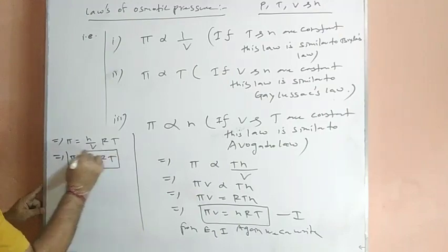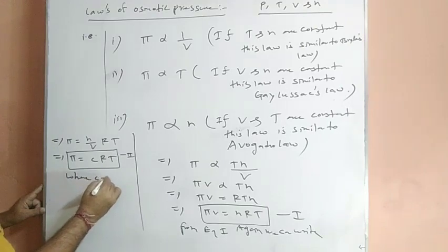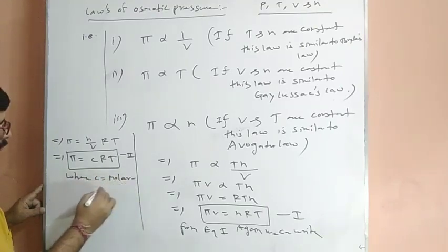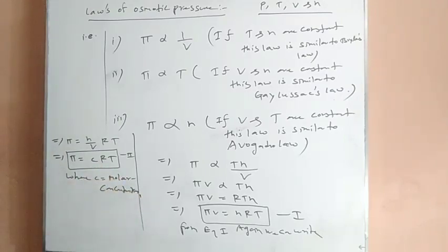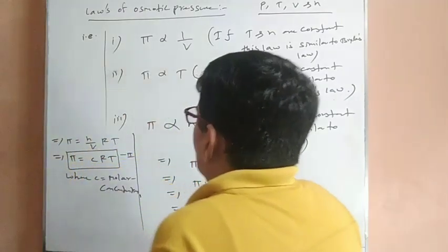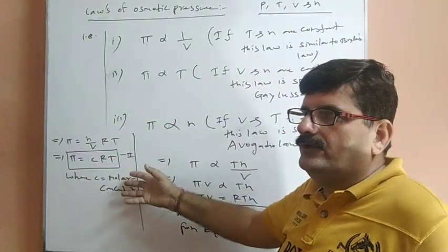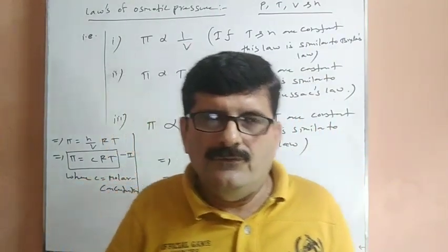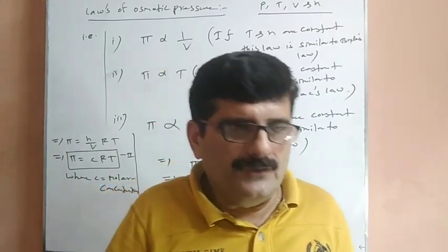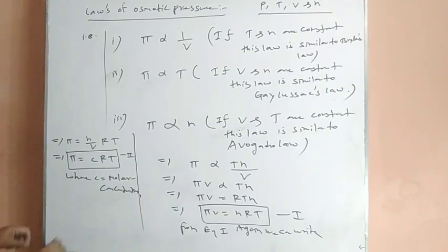This is our equation second, where C is equal to molar concentration. So if C, T are given, R is constant, known as what? Osmotic pressure constant, which is also known as gas constant. Then we can find out the value of what? Osmotic pressure.